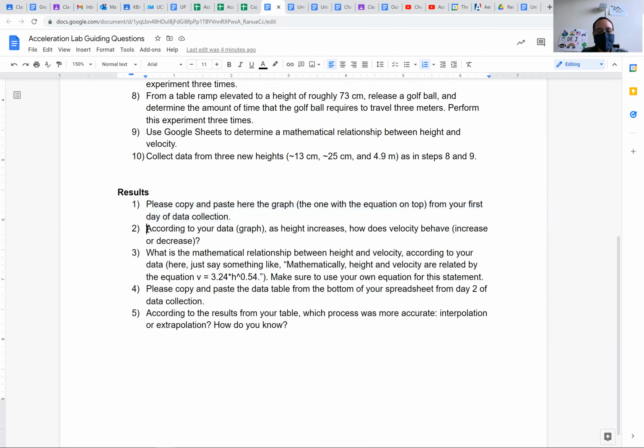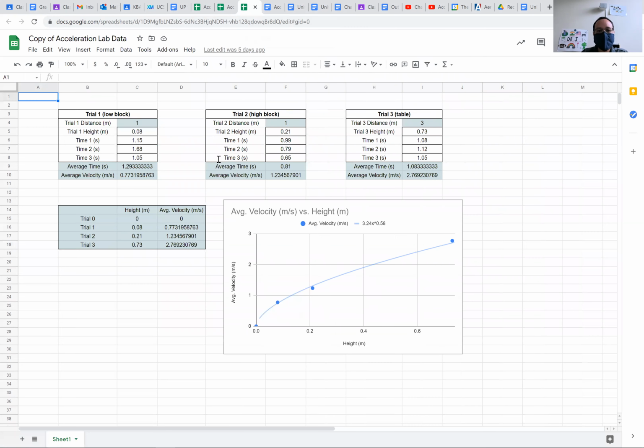And then according to your graph or to your data in the graph, as height increases, how does velocity behave? Does it increase or does it decrease? You should be able to see pretty clearly. As height increases this way, what is velocity doing, according to this relationship? Is velocity increasing or is velocity somehow decreasing? You should be able to answer that question.